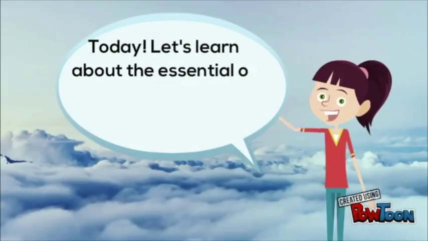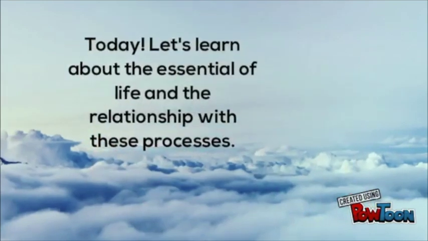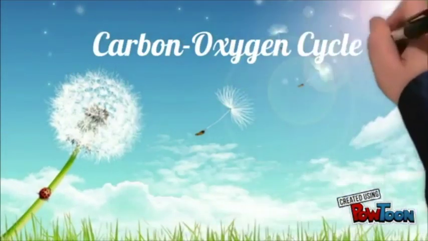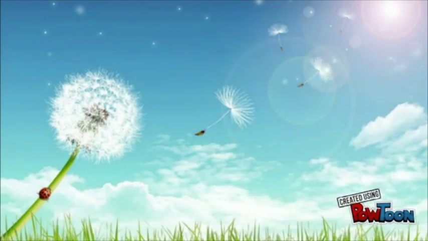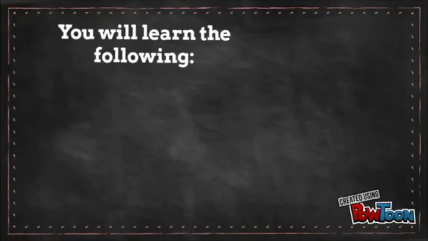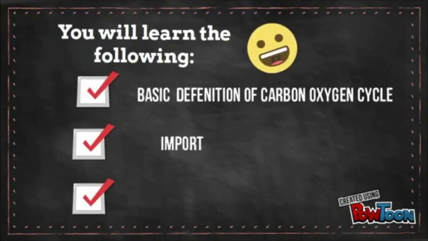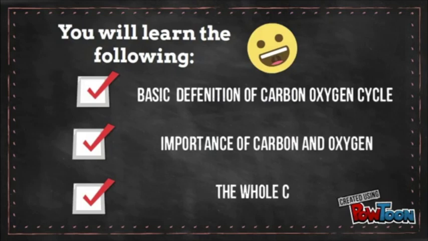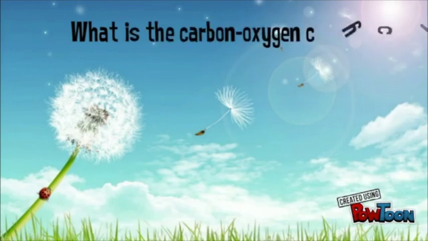Today, let's learn about the essential of life and the relationship with these processes. Carbon-oxygen cycle, the essential of life. You will learn the following: basic definition of carbon and oxygen cycle, importance of carbon and oxygen, and lastly, the whole cycle. What is the carbon-oxygen cycle?